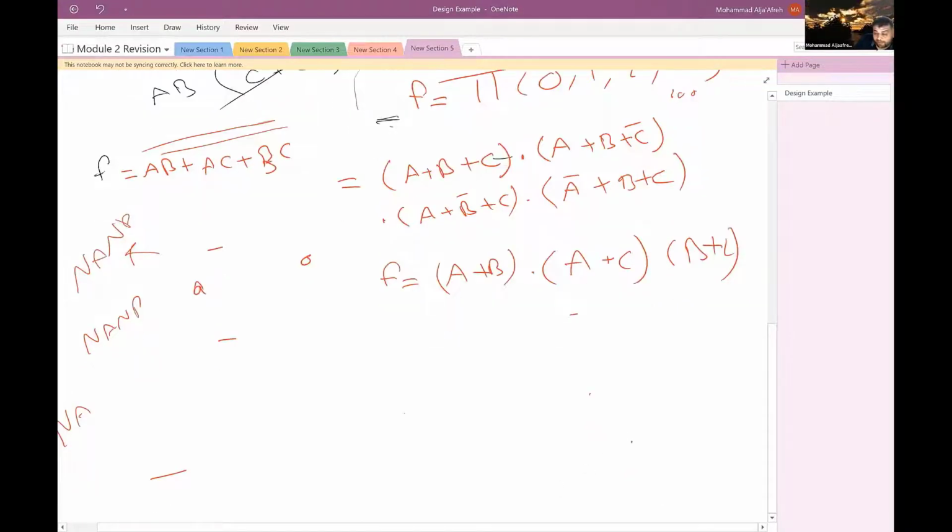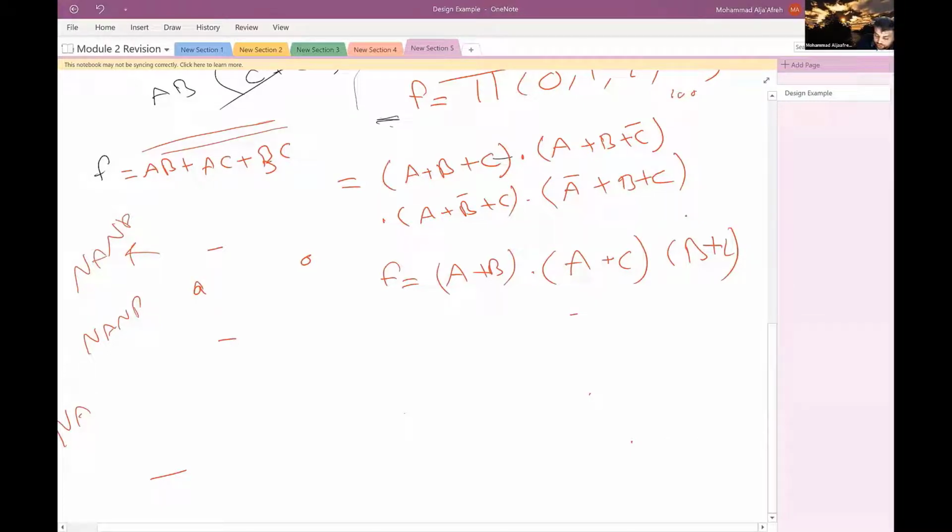Now, if you would like to implement that, so we wrote the function as a product of sums. If you would like to implement the function with NOR only, we will do what? Guys, we will do just De Morgan, or we use the shortcut, but in an inverted way.